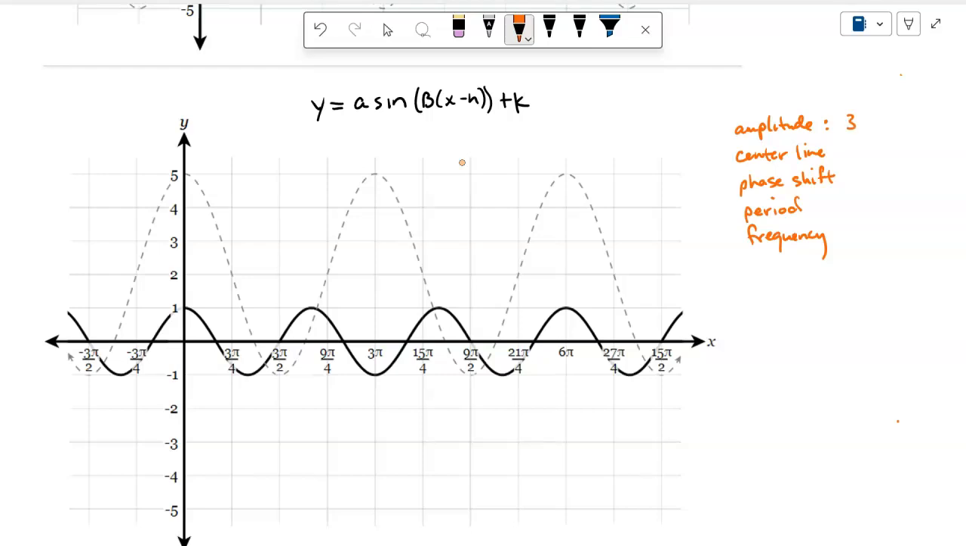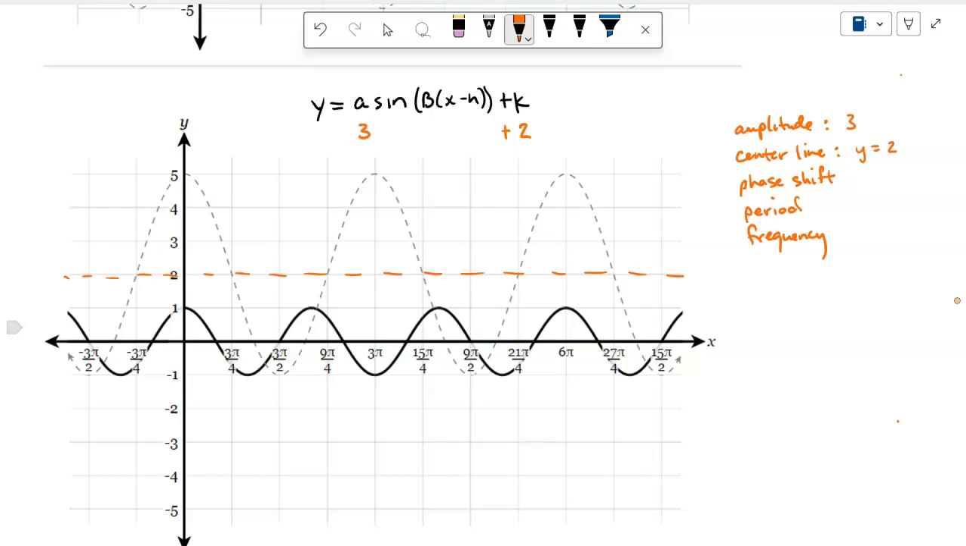You can also use the center line. The center line in this case is y equals 2. So from 2 up to 5 gives us an amplitude of 3 as well. So I've got the center line, I've got the amplitude, I've got these 2 parts or pieces of this equation.